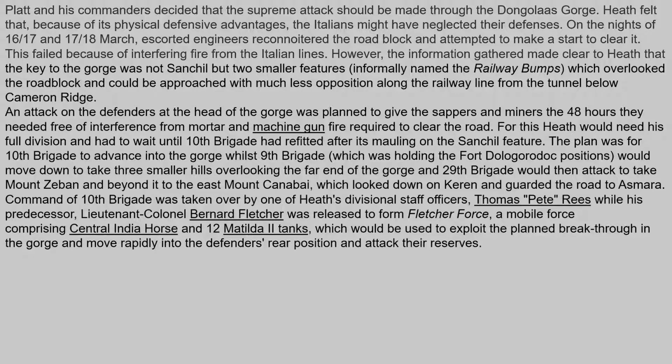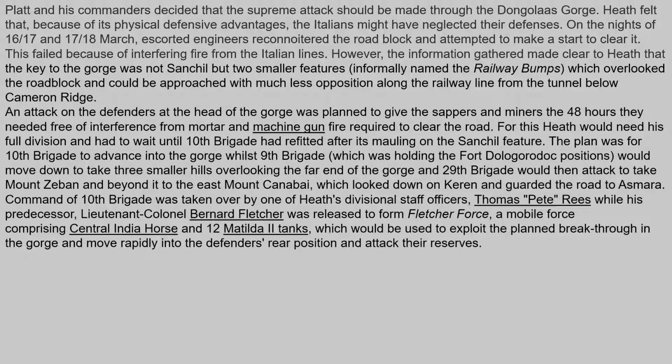For this, Heath would need his full division and had to wait until 10th Brigade had refitted after its mauling on the central feature. The plan was for the 10th Brigade to advance into the gorge while 9th Brigade, which was holding the Fort Dologorodoc positions, would move down to take three smaller hills overlooking the far end of the gorge, and 29th Brigade would then attack to take Mount Zeban, and behind it, to the east, Mount Canabai, which looked down on Keren and guarded the road to Asmara.